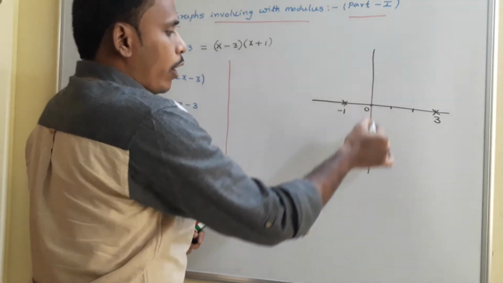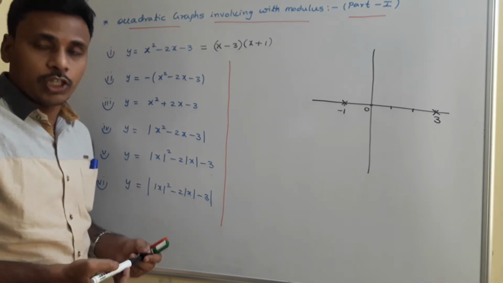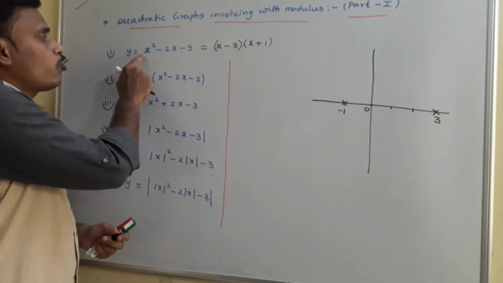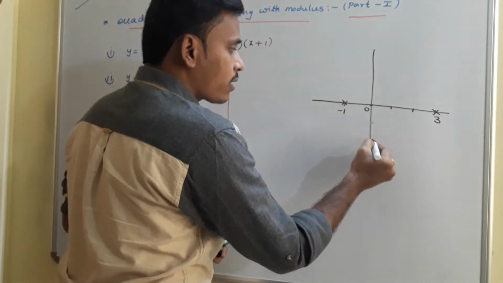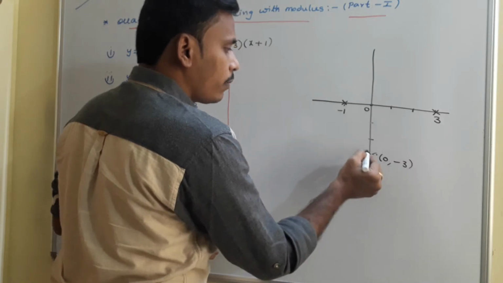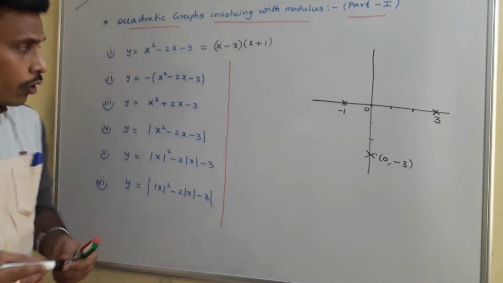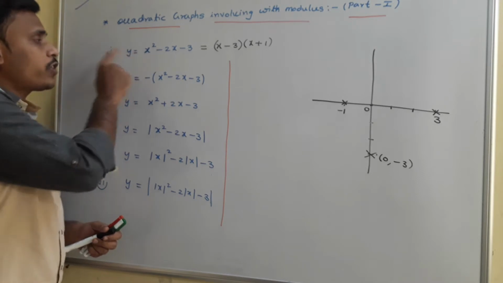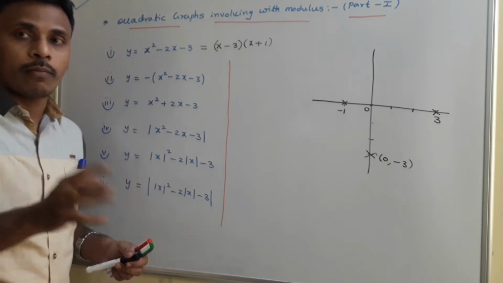See, the intersection point of the graph with the y-axis is simply obtained by replacing x with 0, because on the y-axis the x value is 0. So if you place x as 0, then you will get minus 3. So on the y-axis you need to identify the point which is 0 comma minus 3. The graph for sure passes through these 3 points. And since the coefficient of x square here is 1, the graph for sure is an upward parabola.